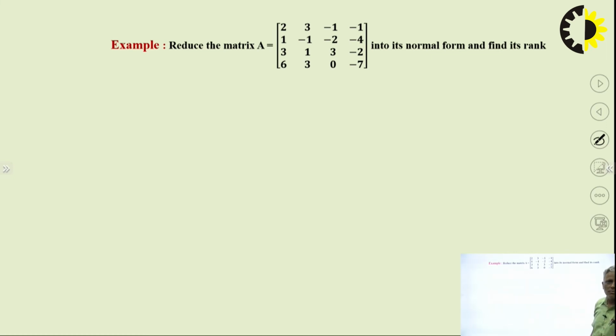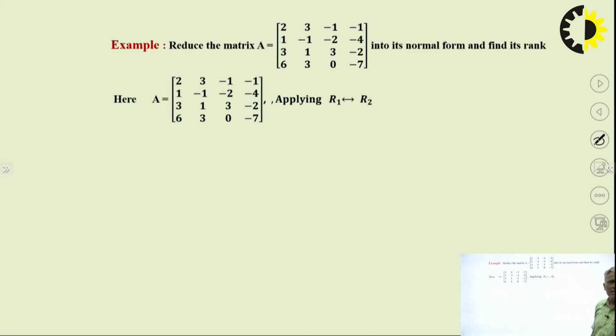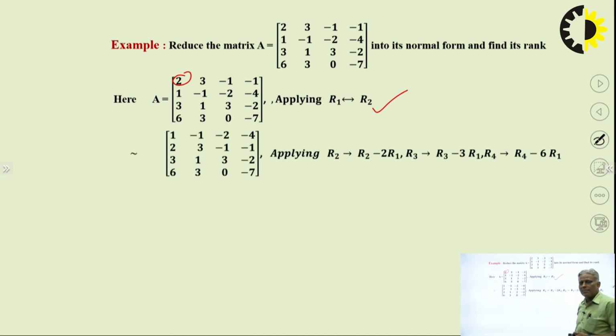This is another problem, right? So first of all we consider R1 interchanged with R2, right? Because there should be a one here. If there is a one, I can easily calculate the echelon form and apply the row operations here, right? How many row operations are applied? So 1, 2, 3, three operations are applied together.